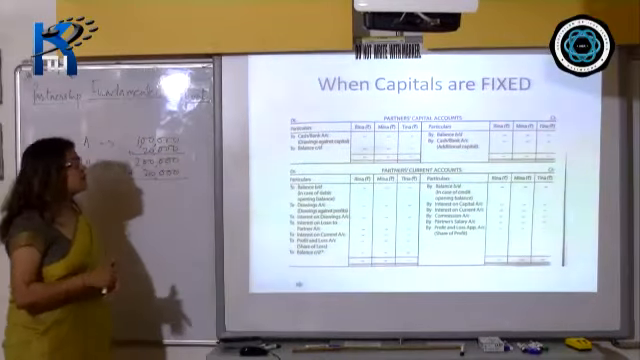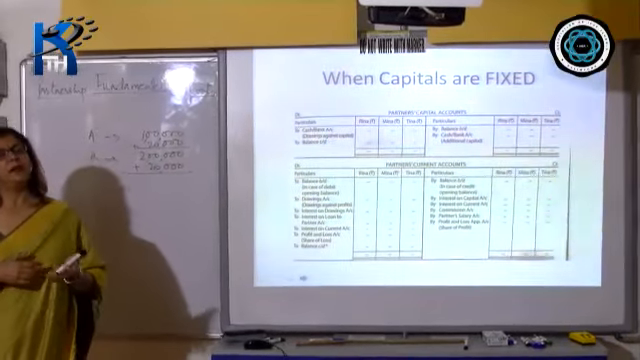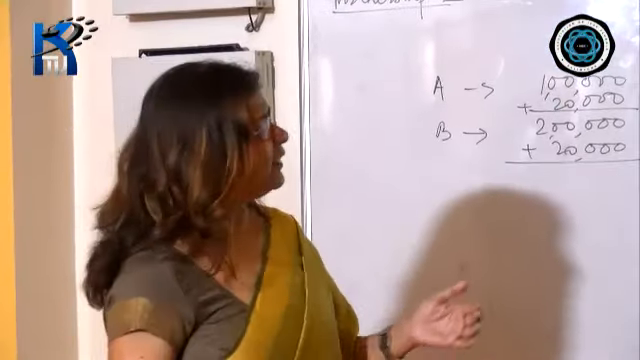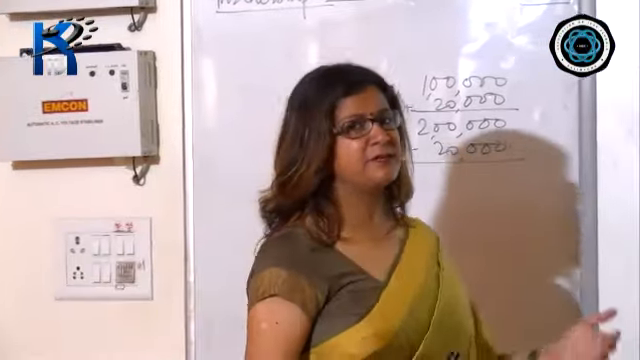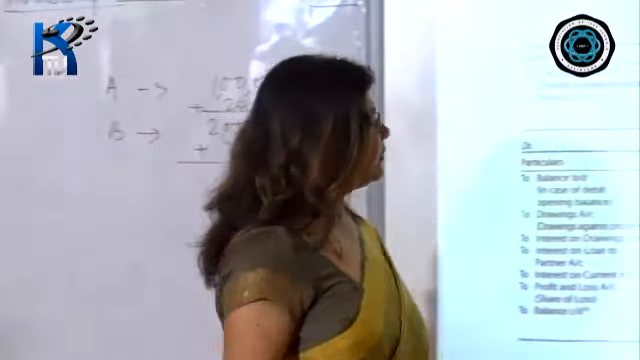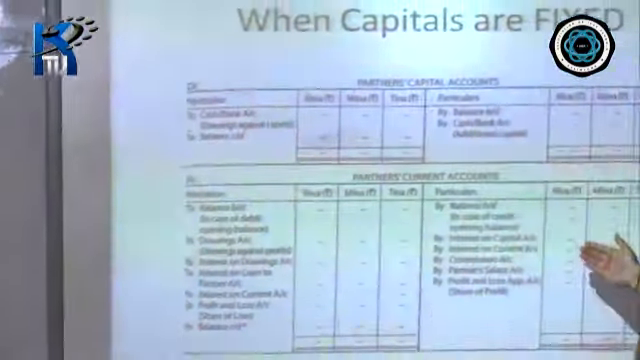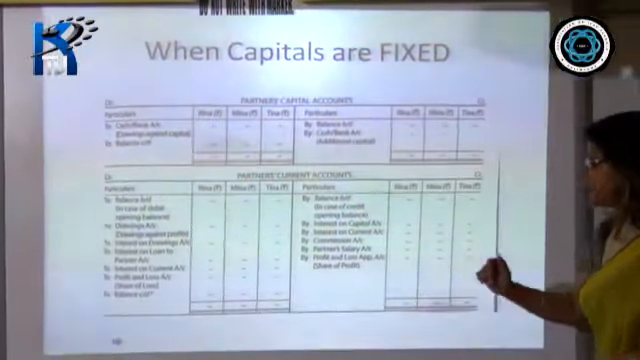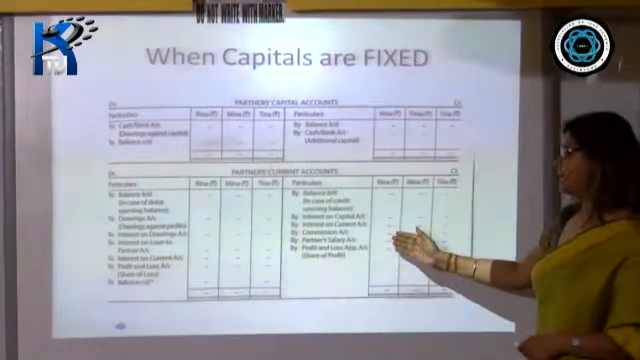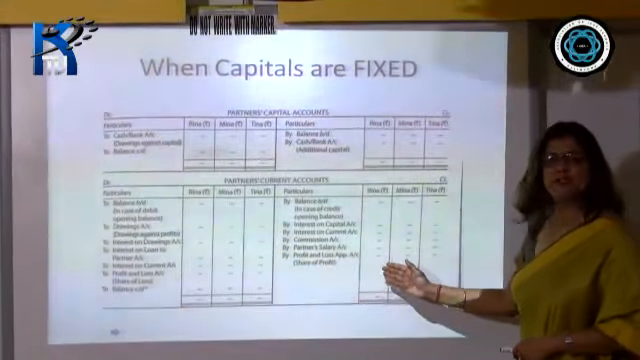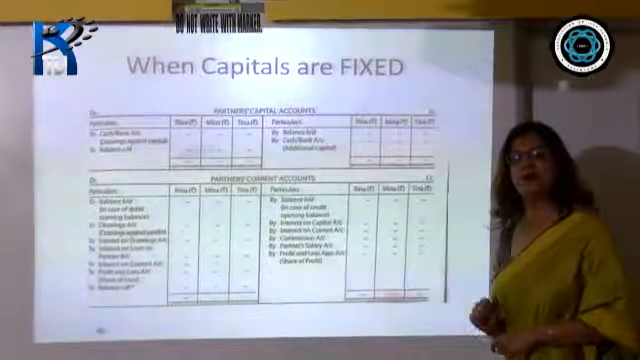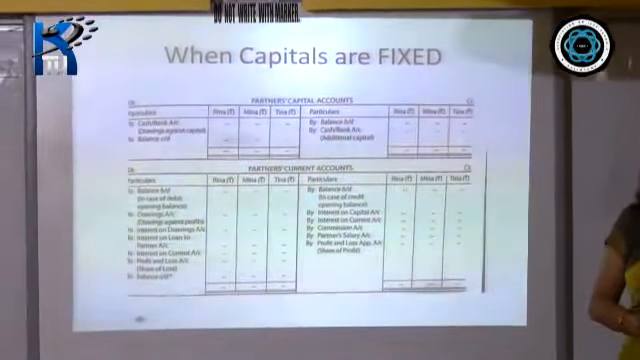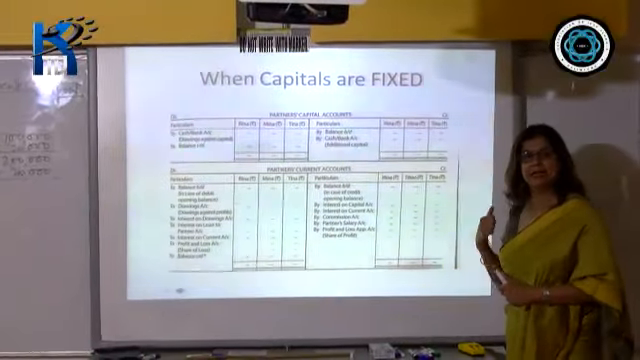Now, the partners are supposed to get interest on capital, the partners are supposed to get salary, the partners are supposed to get divisible profit, and the partners also get commission at times if it is mentioned in the question. So, whatever the partners are supposed to get comes on the credit side as by interest on capital, by interest on current account, by commission, by partner's salary, and this is the divisible profit that has been distributed amongst the partners. So whatever the partner is supposed to get from the firm comes on the credit side.